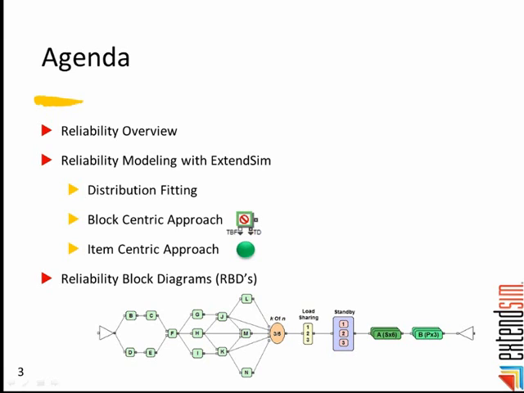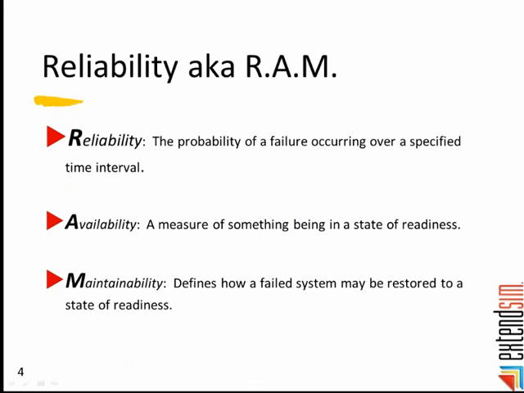Okay, so starting with a brief overview, the subject of reliability has been broken down into 3 categories: reliability, availability, and maintainability, aka RAM.